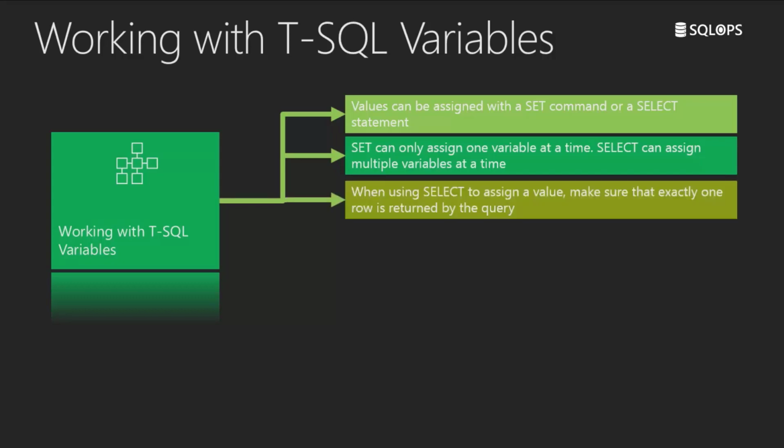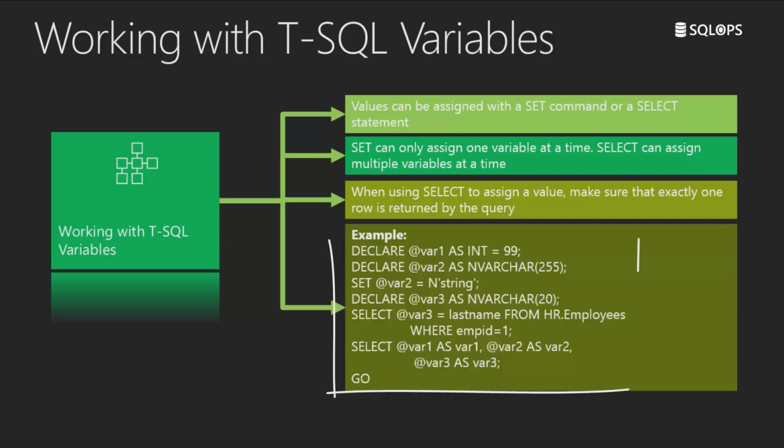In any version of SQL Server, when using select statement to assign a value, you need to make sure that exactly one row is returned by the query. An empty result set when using the select statement will leave the variable with its original value, and if the result set contains more than one result, it will cause an error.